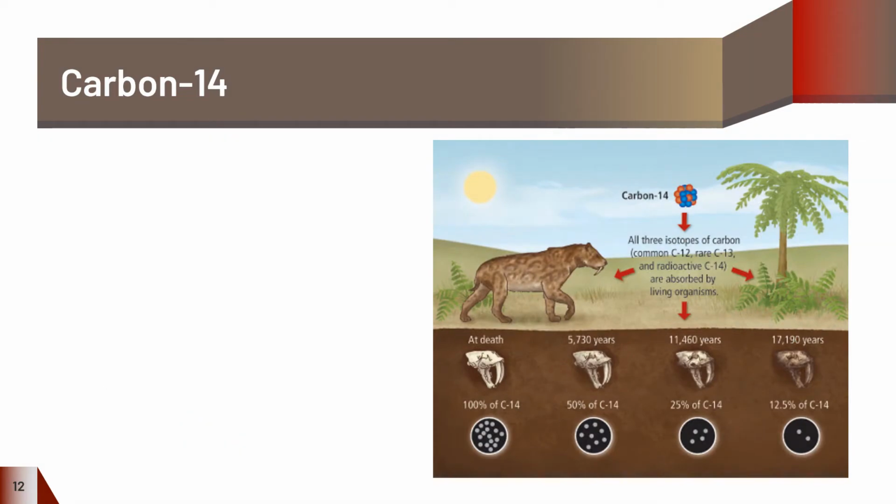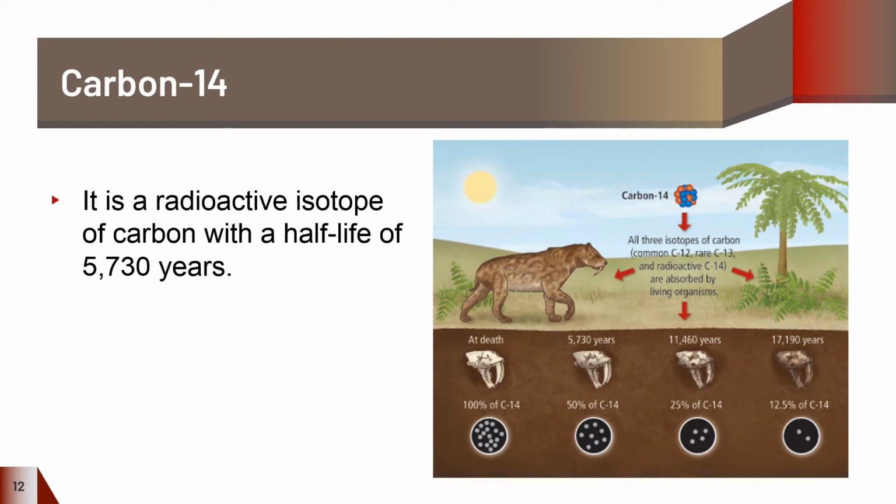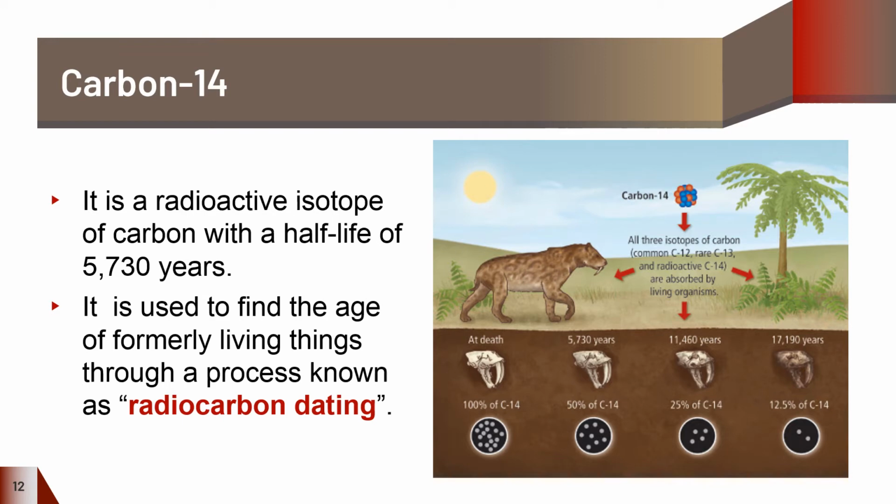We also have here carbon-14. It is a radioactive isotope of carbon with a half-life of 5,730 years. It is used to find the age of formerly living things through a process known as radiocarbon dating, just like what is being shown in the illustration.